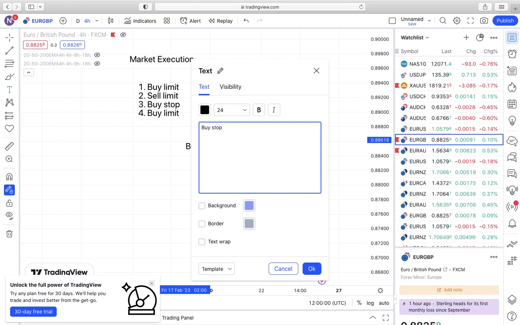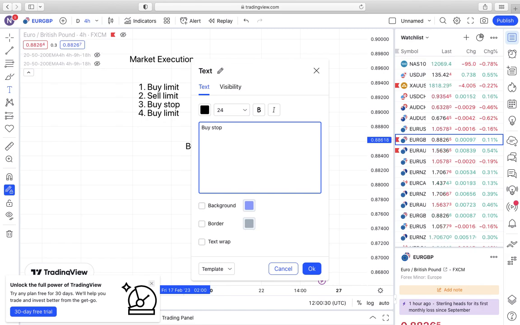Guys, what is buy stop? Buy stop is an order. Let me just put it in English, then we explain it further. It is an order to purchase a security only once the price of the security reaches a specified stop price.